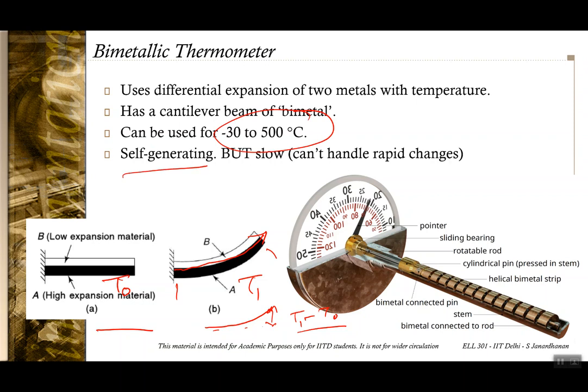However, the problem is that since it's a metal and it has to be heated, the response time is quite slow, and hence rapid change in temperature can't really be measured using a bimetallic thermometer. Okay, and to increase the sensitivity, usually what is done is that the bimetallic strip is put in a helical shape, and therefore whatever may be the differential expansion, that is enhanced, and that will have a better sensitivity.